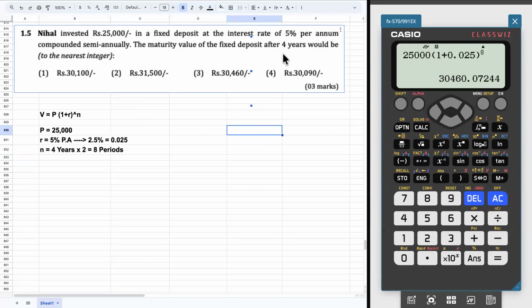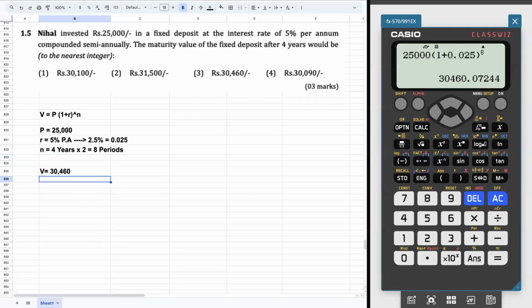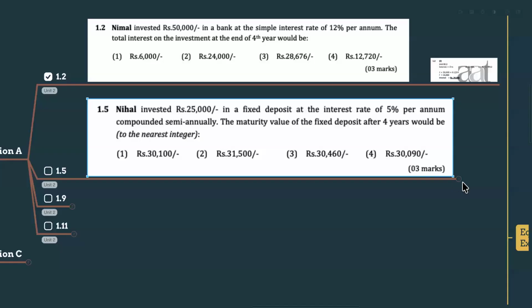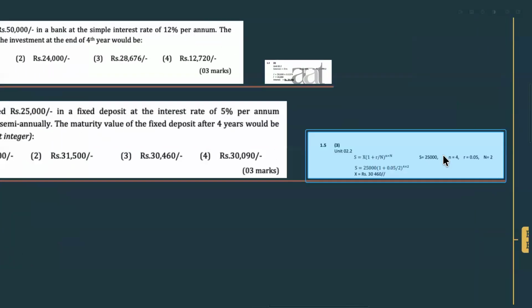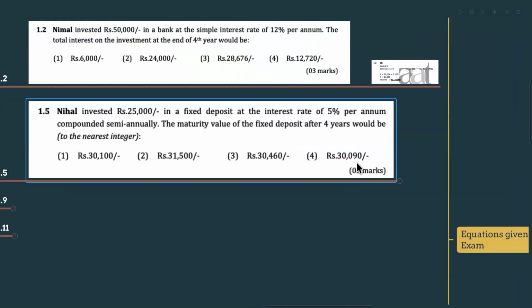The maturity value of the fixed deposit after 4 years is the total amount. Actually, they're asking for the total amount in the question also. That's the maturity value, the terminal value. Right? So nearest, I can choose the answer here. The answer is going to be the third one, that is 30,460. Do we have any questions in this question?